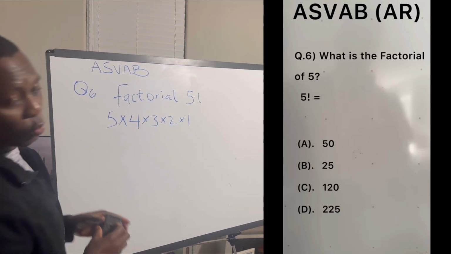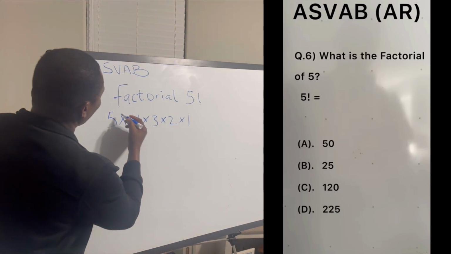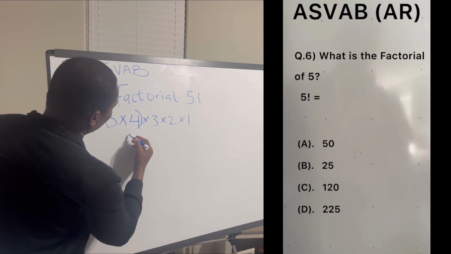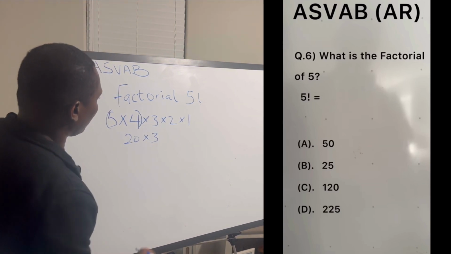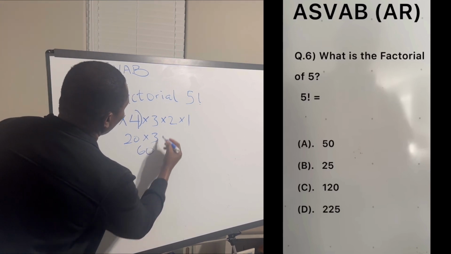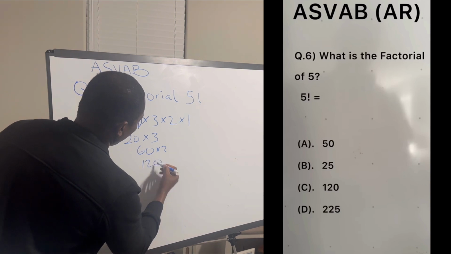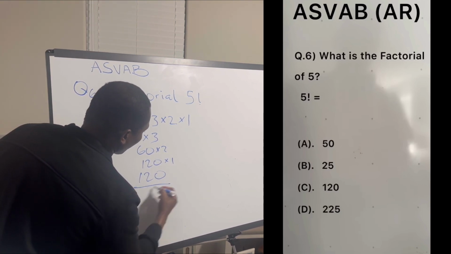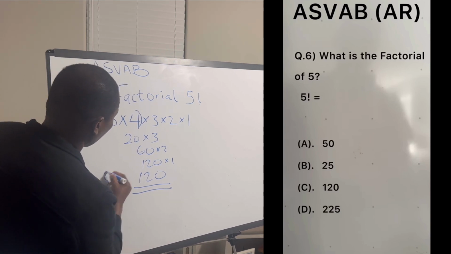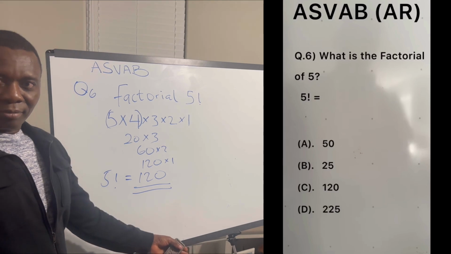So in this case, we are only given factorial of 5. So our answer will multiply 5 by 4, we get what? 20. Multiply by 3, we get what? 60. Multiply by 2, we get what? 120. Multiply by 1, 120. Thank you. That's the factorial of 5.